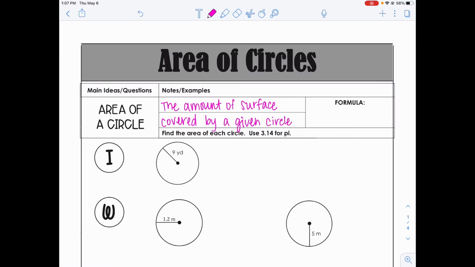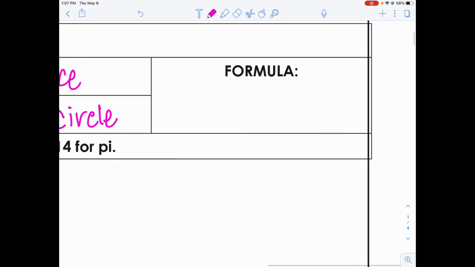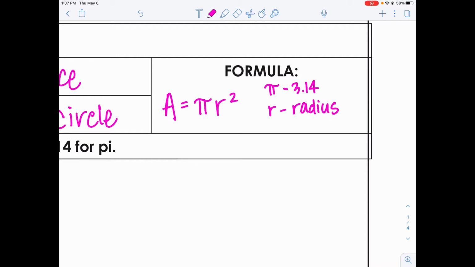There is only one formula that you can use to find the area of a circle. That formula is area equals pi times the radius squared. We use 3.14 to represent pi, and r stands for the radius. Notice there is only one formula. That means you cannot use a diameter to find area. It always has to be the radius that you're plugging in.